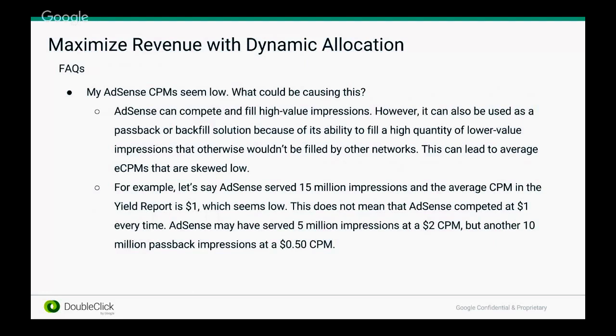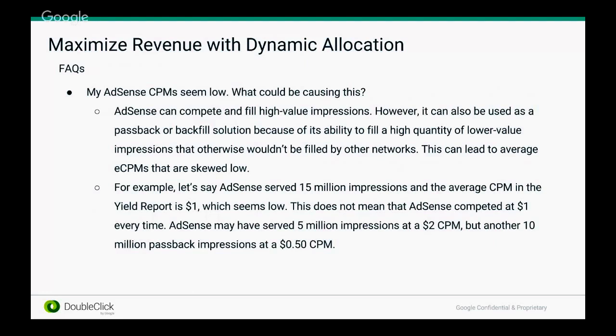Now, let's try and understand this better with an example. Let's say AdSense served 15 million impressions, and the average CPM that you saw in your reporting was $1. That seems low. You expect Google AdSense to perform better, but that might not be the real picture, because AdSense could have provided you $2 CPM for, say, 5 million impressions, and then the 10 million impressions that you were giving AdSense as passbacks, as the value is not that good, will be around 50 cents. But in your reporting, you'll get an average, so you'll see a dollar performance, which is not the true picture.